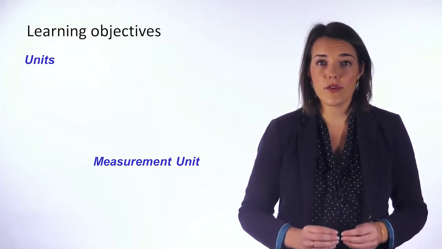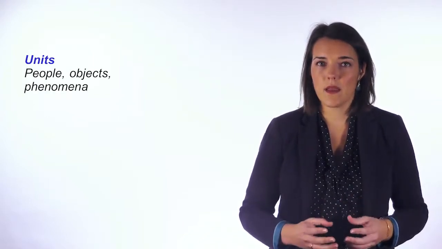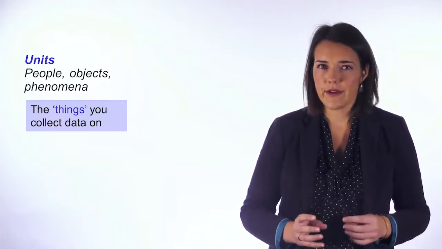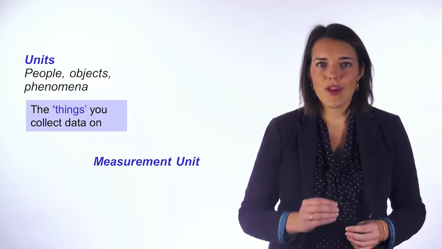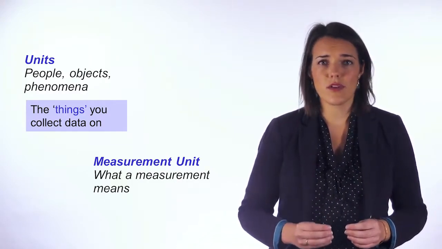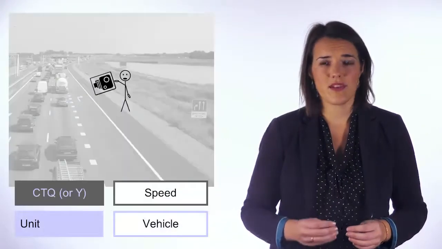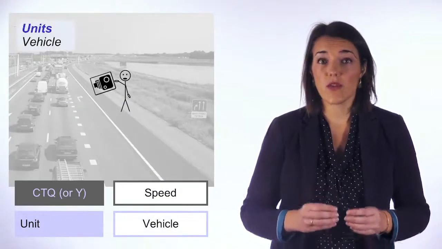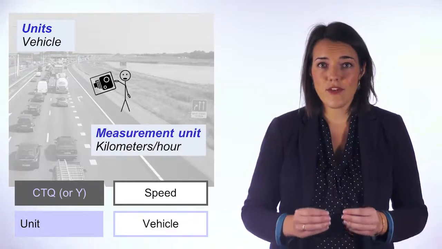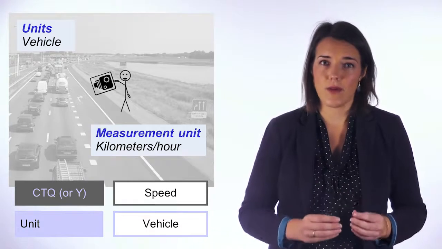Let's take a closer look at units. These are people, objects, or phenomena. The units are the things you collect data on. Now the measurement unit. The measurement unit defines what a measurement means. The measurement units are the properties of the things you collect data on. In our speed example, the unit, the thing that you collect data on, is vehicle. And the measurement unit, what your measurement means, is kilometers per hour.